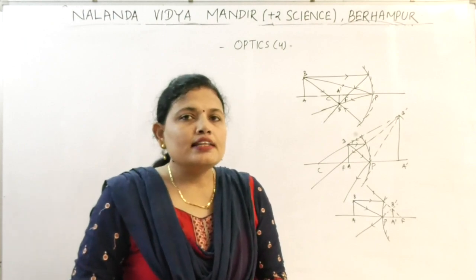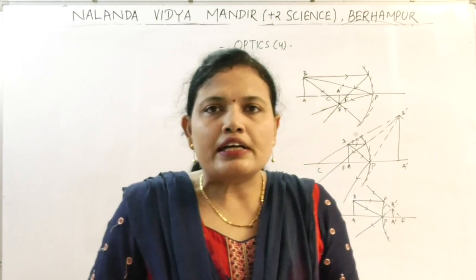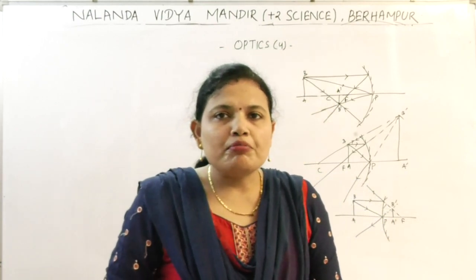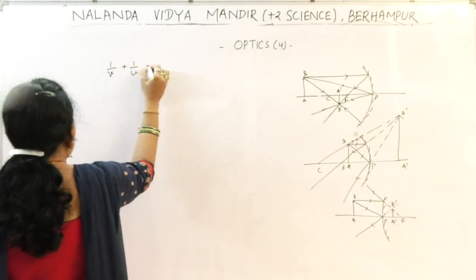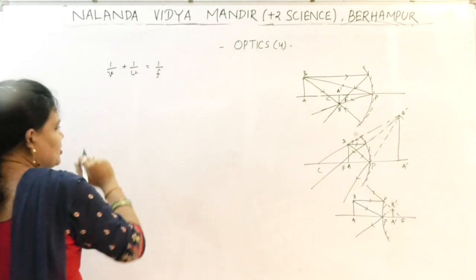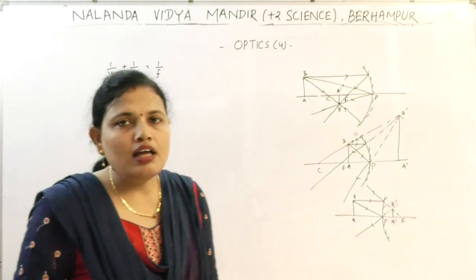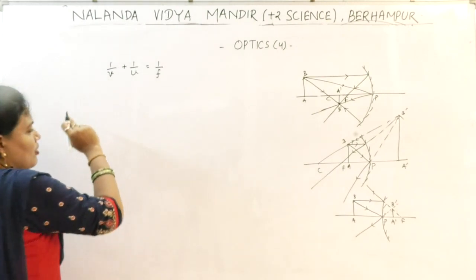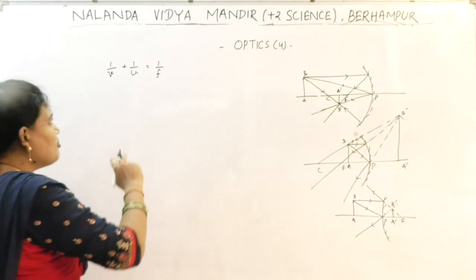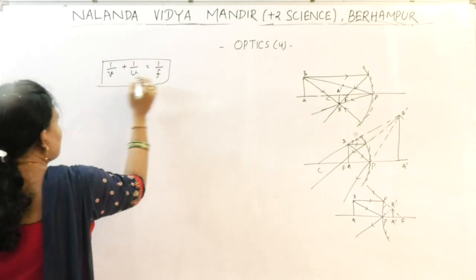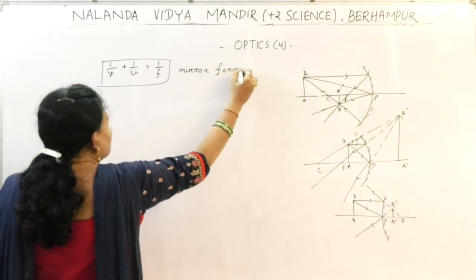My dear students, in the last class we have studied about the mirror formula and the relation between the radius of curvature and the focal length. From the mirror formula we have found that 1 by V plus 1 by U equal to 1 by F, where V is your image distance, U is your object distance and F is the focal length of the mirror. Irrespective of the concave mirror or the convex mirror, irrespective of the real image and the virtual image, we have got the mirror formula as 1 by V plus 1 by U equal to 1 by F.